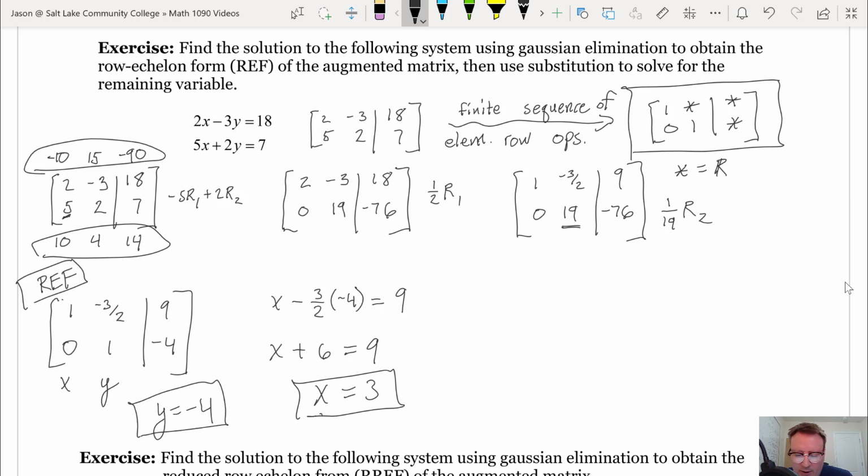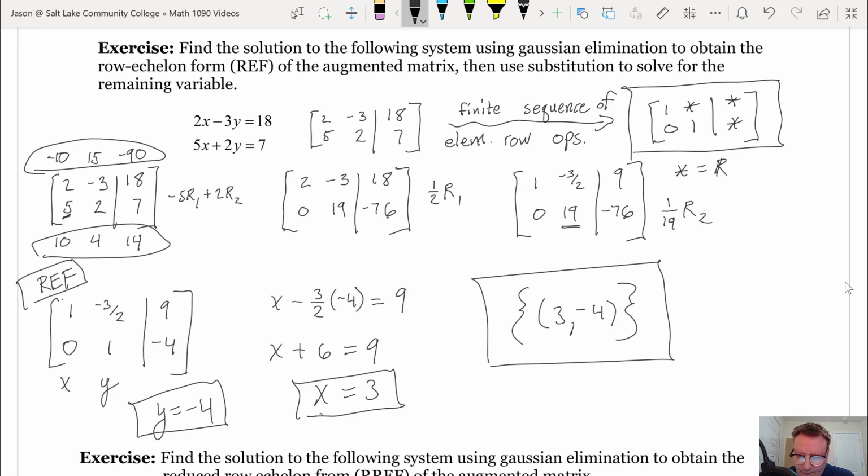Okay, and we're done. Well, it might be nice to write the solution set more formally as the point 3, -4. Okay, and there's our solution set. Okay, next exercise.